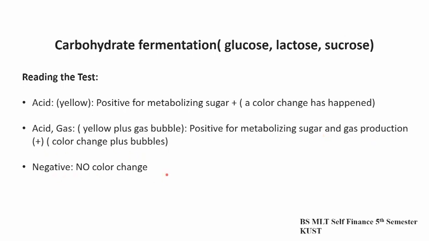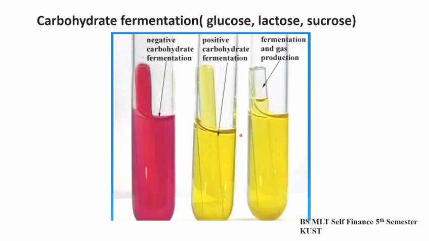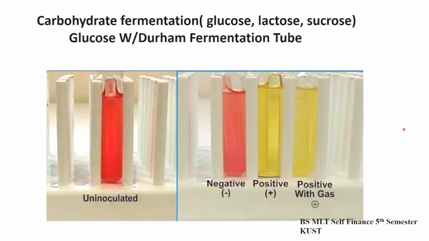Negative: no color change. If the carbohydrate fermentation test is negative, there will be no change in color. You can see negative carbohydrate fermentation. There is no color change, and there are also no bubbles in this tube. Positive carbohydrate fermentation, it changed the color. Here are the gas bubbles. You can maybe see.